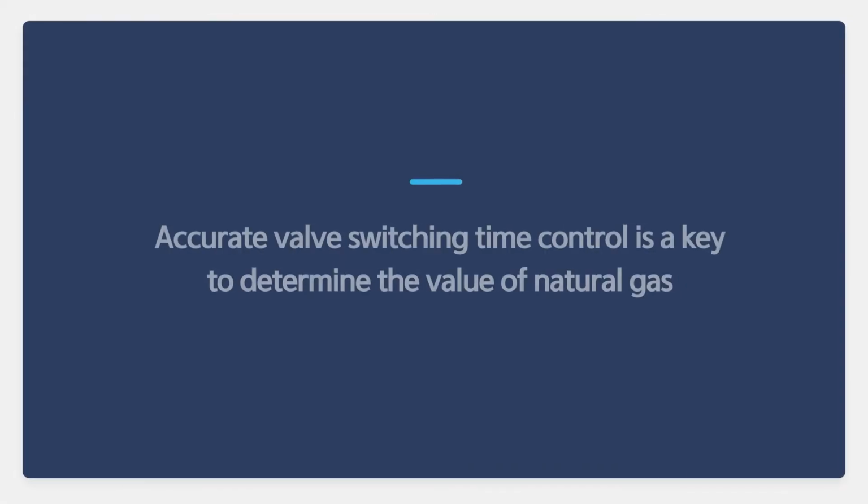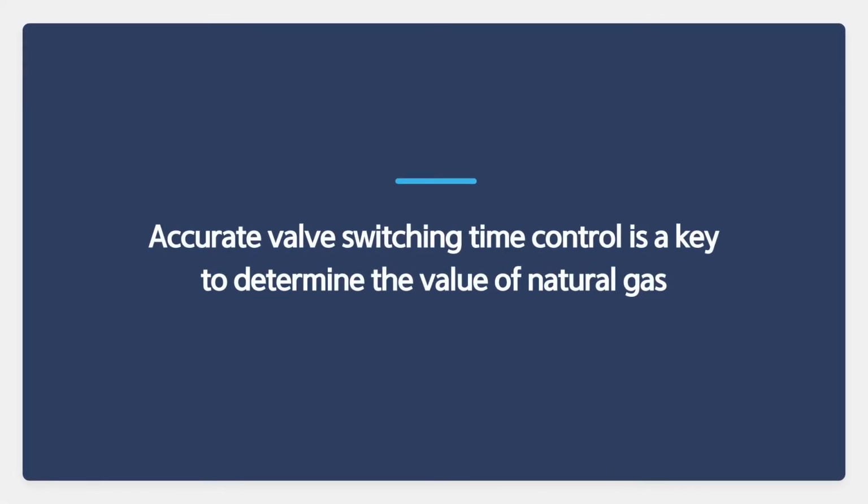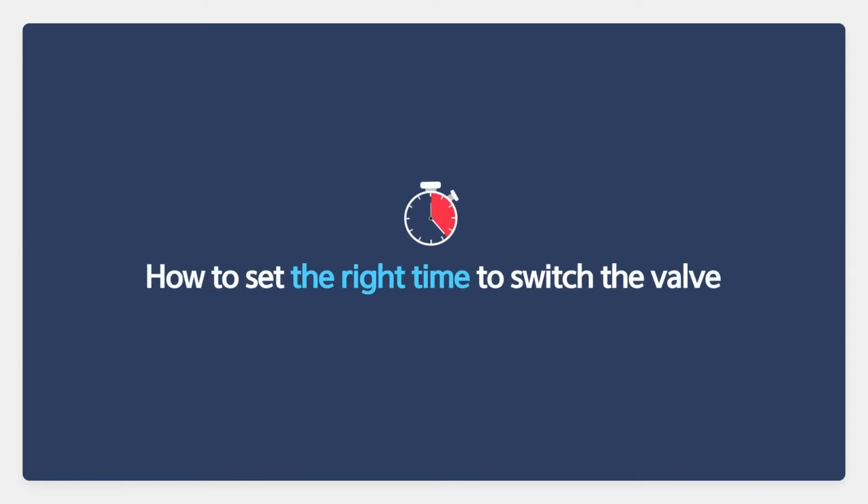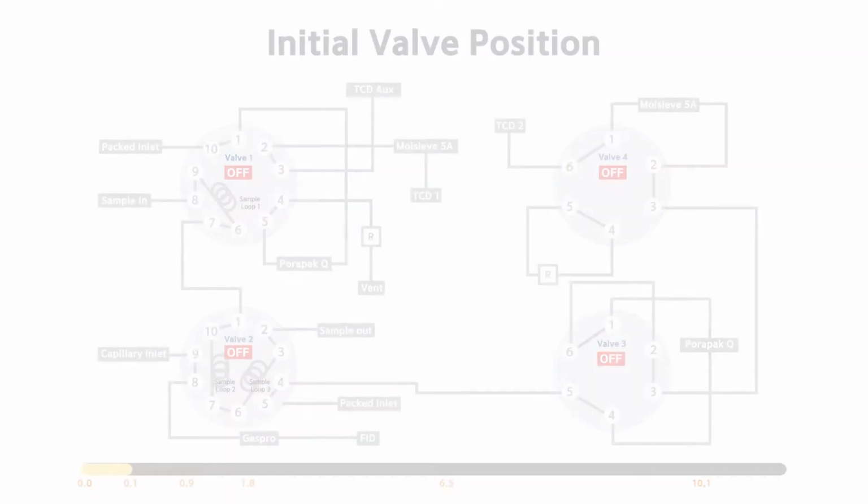It is very critical to accurately set and control the valve switching time in order to determine complex natural gas, because natural gas is evaluated depending on its chemical composition and concentration. Let's figure out how to set the right time to switch the valve.